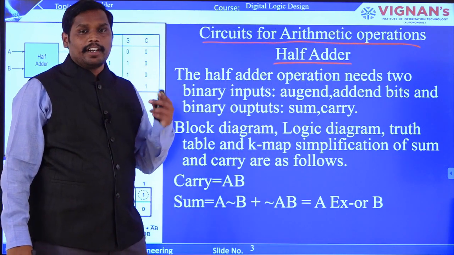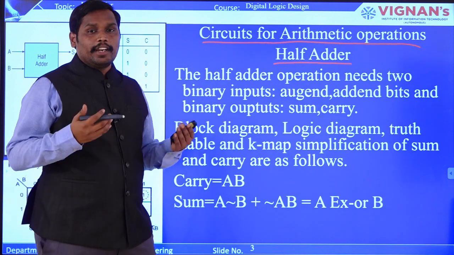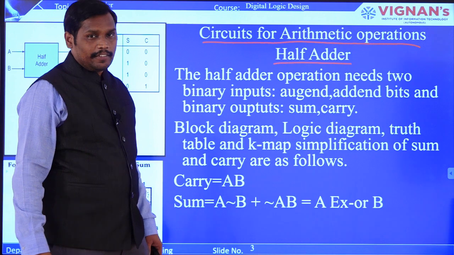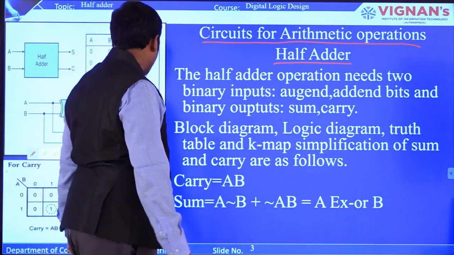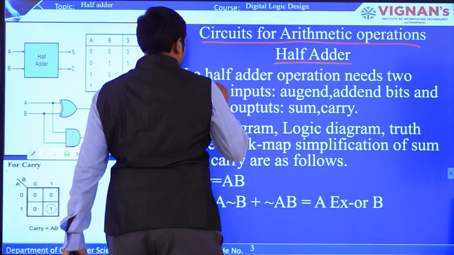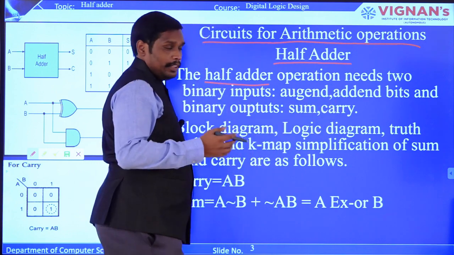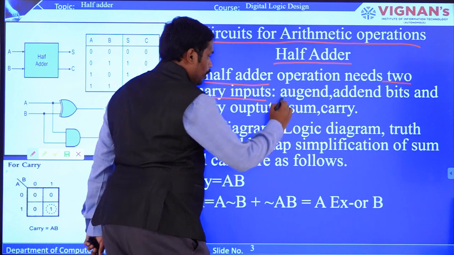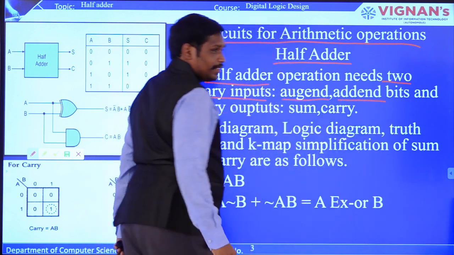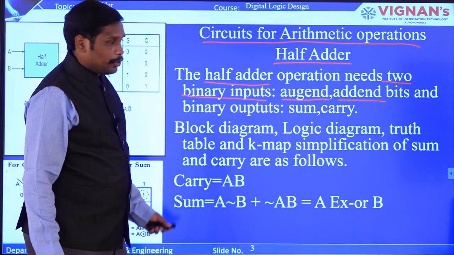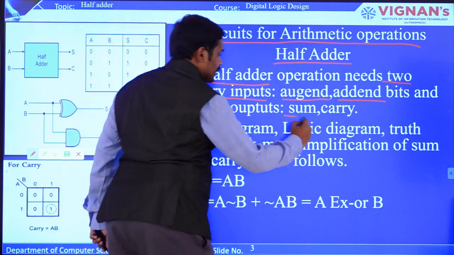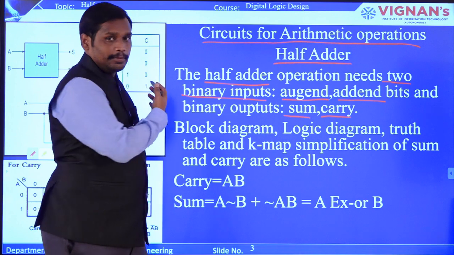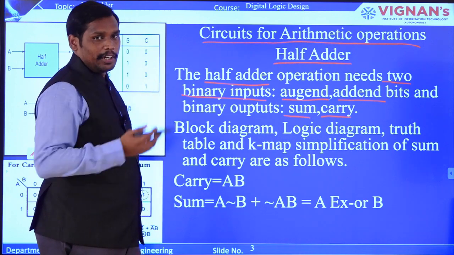So there are 2 concepts here, half adder and full adder, where you can have binary addition operations with the help of this particular half adder. Now we'll see this half adder. The half adder operation needs 2 binary inputs, which are called augend and addend bits, and with these two input variables, you're going to have two output variables, which are sum and carry.